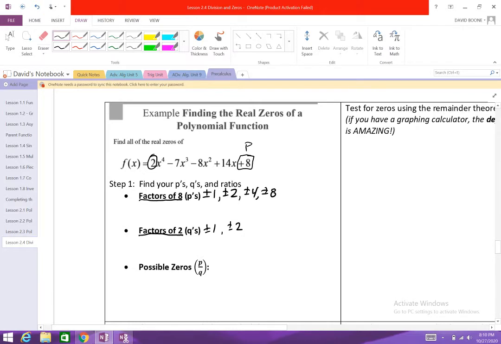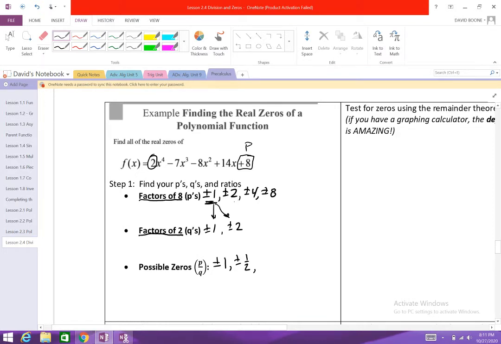So what I need to do is narrow down to all the possible zeros for this function. I'm going to list all the possible p's over q's. This can get kind of long, so that's where it's very important to be organized. I'm going to take this p and divide it by this q, and by this q. So plus or minus 1 divided by plus or minus 1 is plus or minus 1. Plus or minus 1 divided by plus or minus 2 would be plus or minus 1/2.